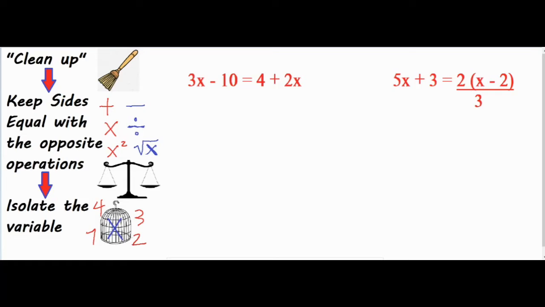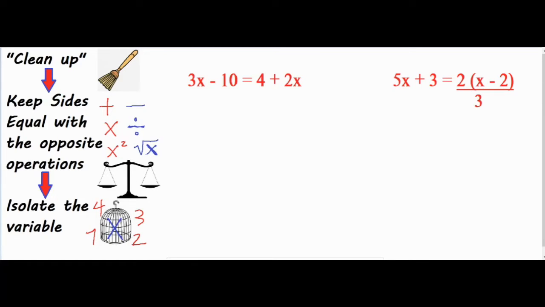The second thing, which is basically the main process of solving for a variable, is you have to keep the sides equal with opposite operations. So we have a few different operations, the main ones being adding and subtracting, multiplying and dividing, and then occasionally you'll have squaring and square rooting. And then finally, you just want to make sure you isolate the variable.